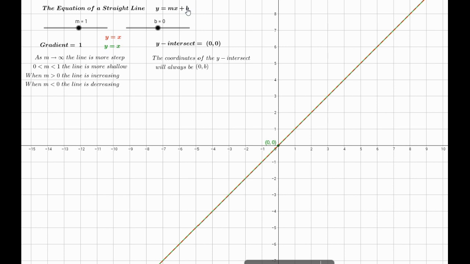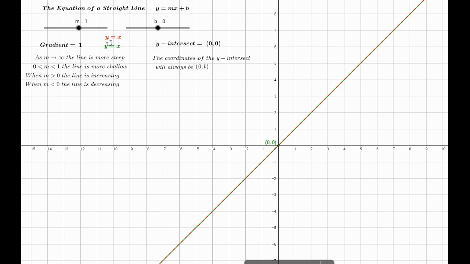plus b. Now it may seem like there are four variables here, but in most equations you will see the value of m and the value of b change, and the only two we will be focusing on are y and x. In this video, all we're going to be exploring is the behavior of the equation as we change the value of m and we change the value of b.